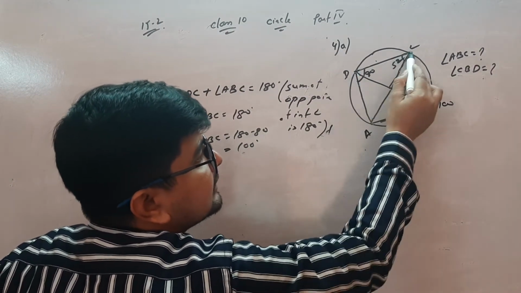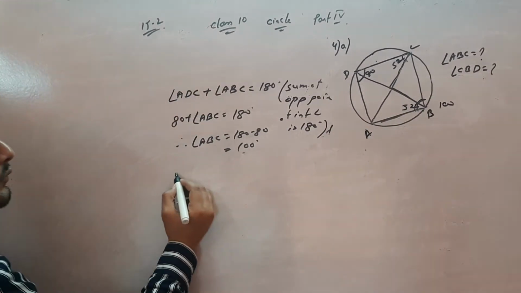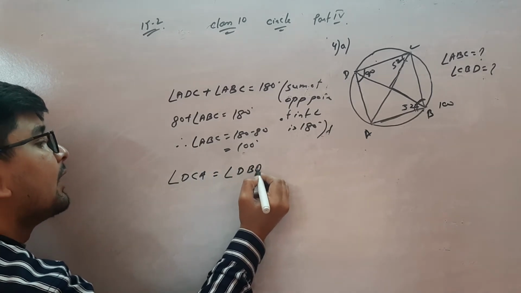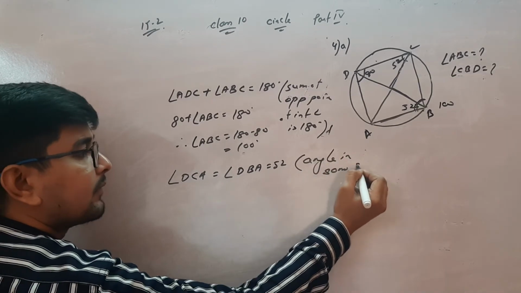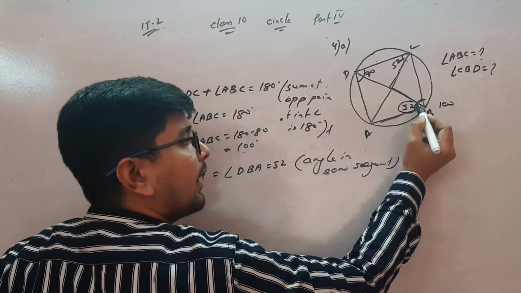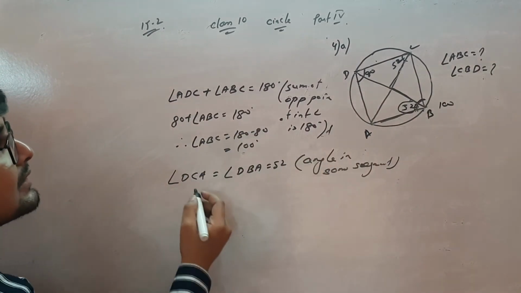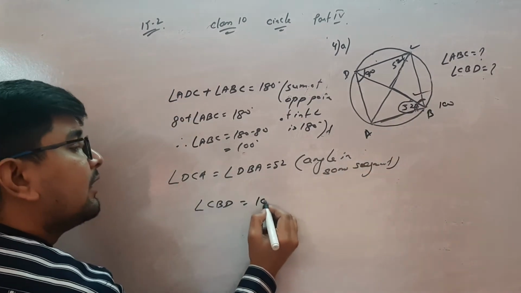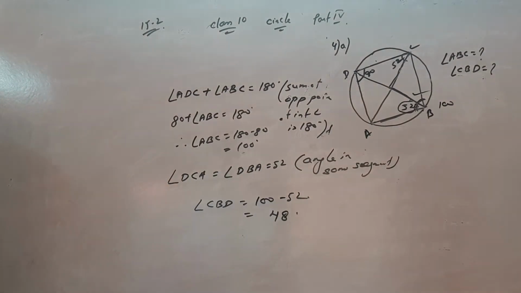Angle DCA and angle DBA are angles in the same segment. So angle DCA and angle DBA equal 52, angles in the same segment. So we know that this is 52 and the value of the whole angle is 100. When we subtract, we get the value of angle CBD. So angle CBD, that means this angle, how do we calculate? 100 minus 52, it's 48. Okay, note.